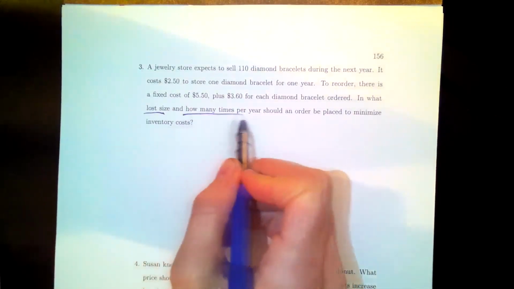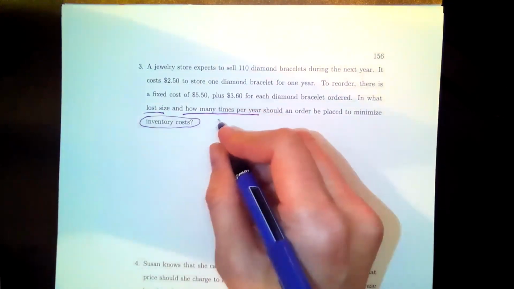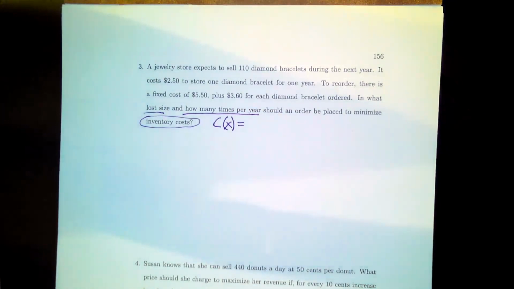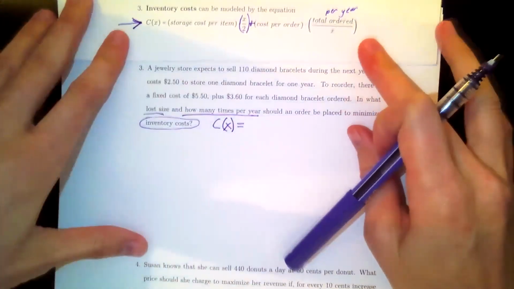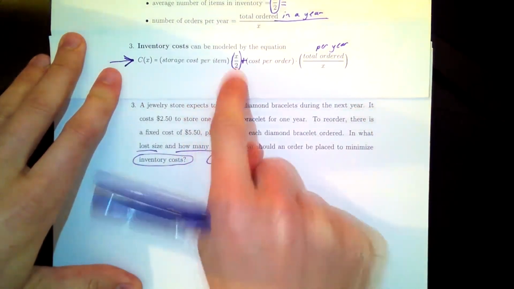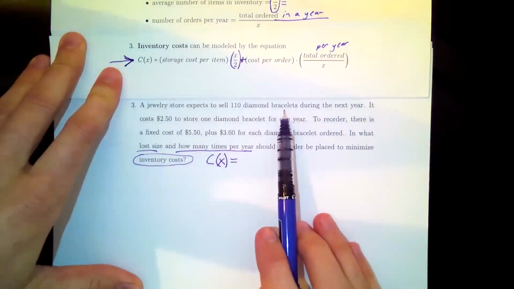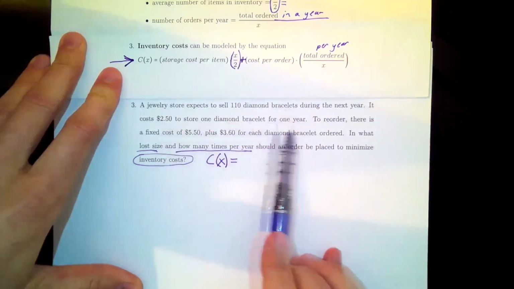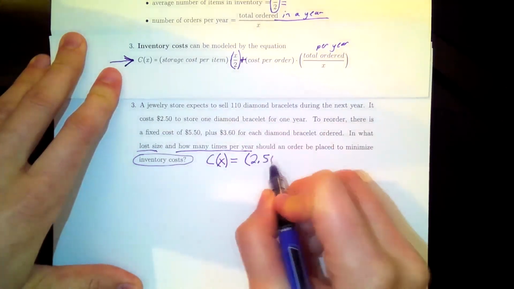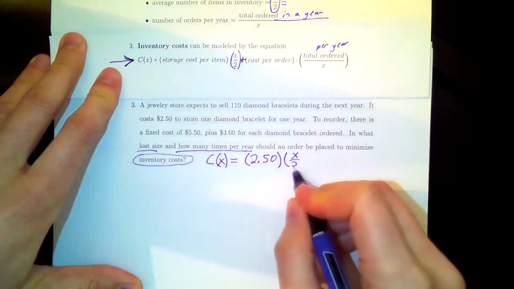So we're finding the same thing that we've done for the last couple, and we are minimizing inventory costs again, which means I need to build my inventory cost function again. So let's bring our template back over here and reference it. Here's my word template. I need the storage cost per item. So I'm selling bracelets. What's the storage cost for my bracelets? It says it costs $2.50 to store 1 bracelet for 1 year. So that means you're going to have 2.50, the storage cost, times x divided by 2.